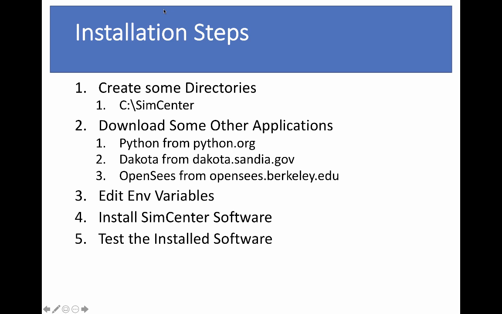The 5 steps, basically: first step, we're going to create some directories. Second step, we're going to download some external applications and put these applications in the directories we just created. Third step, we're going to edit some of the environment variables for the operating system so that they see these applications that we just downloaded. The fourth step, we download and install the SimCenter application itself. And then fifth step, we're going to test and show that it runs.